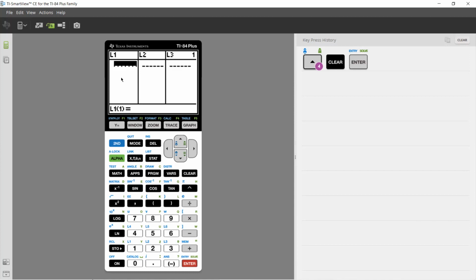Eight. Okay, the way I enter data is I make sure my cursor is below the list name, and I put the number there, and I hit enter, and it goes in. Just like a spreadsheet. Punch it in and enter.